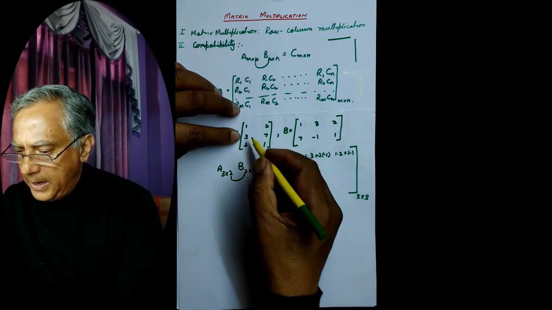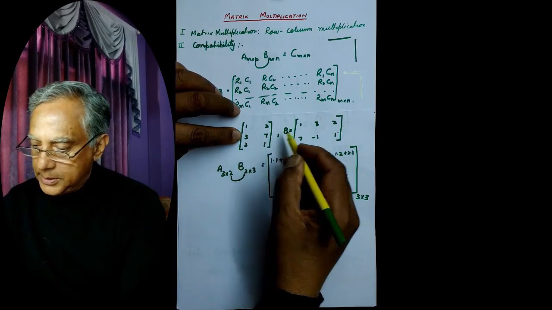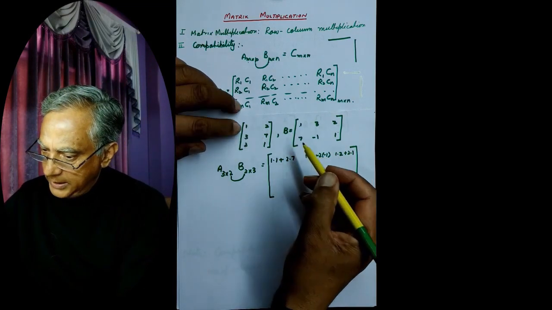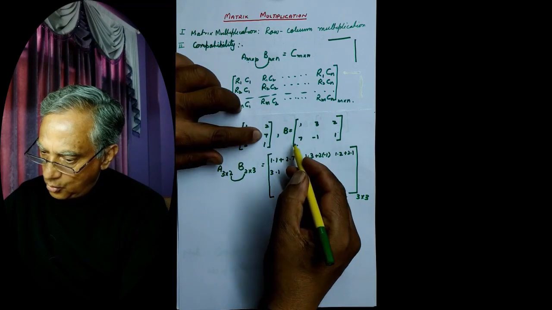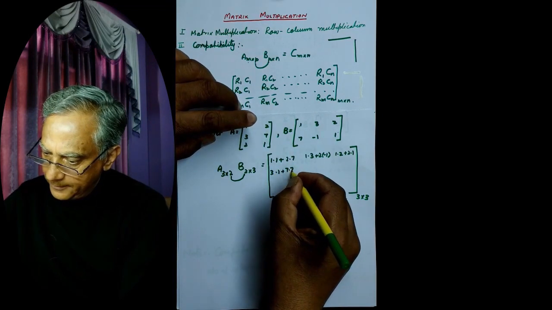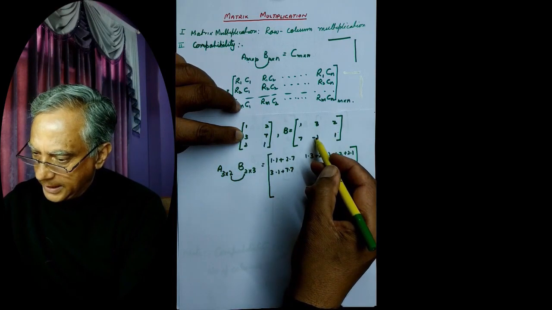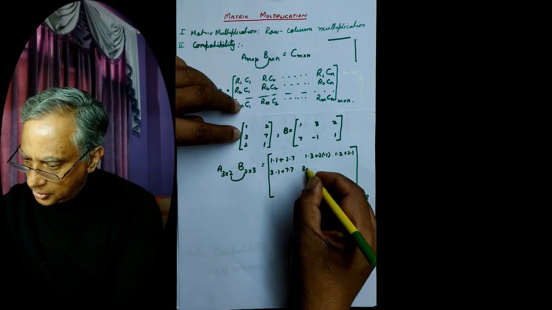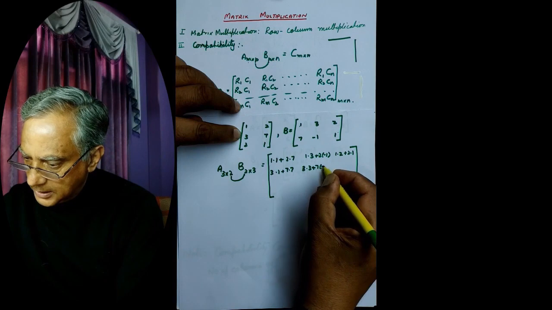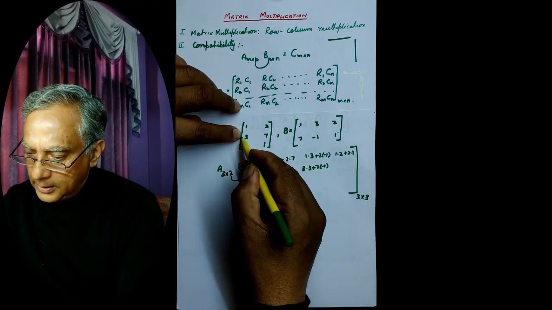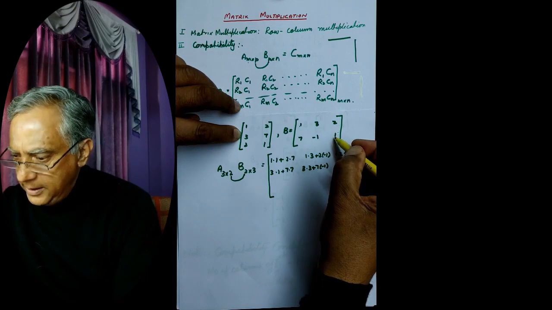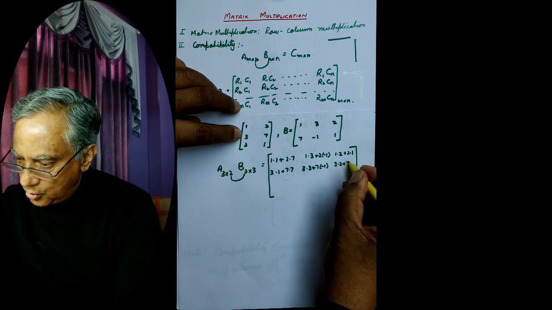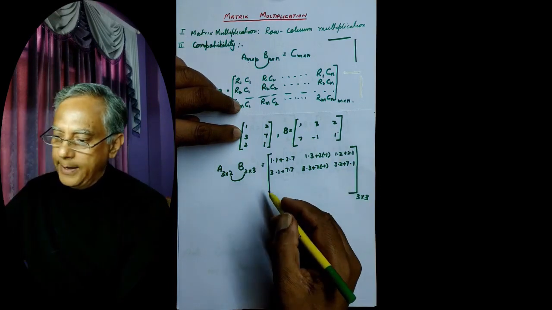Now all the columns have been multiplied by the first row. Now we take the second row with the first column: first entry with first, second with second. So this will be 3 into 1 plus 7 into 7. Now second row with second column: 3 into 3 plus 7 into minus 1. Second row with third column: 3 into 2 plus 7 into 1.